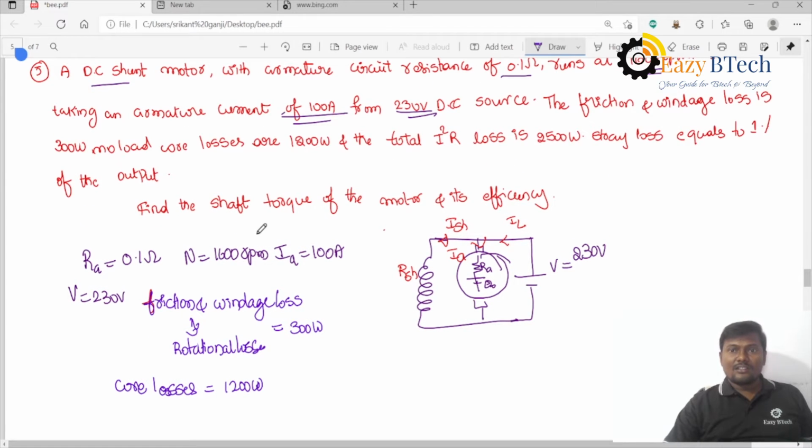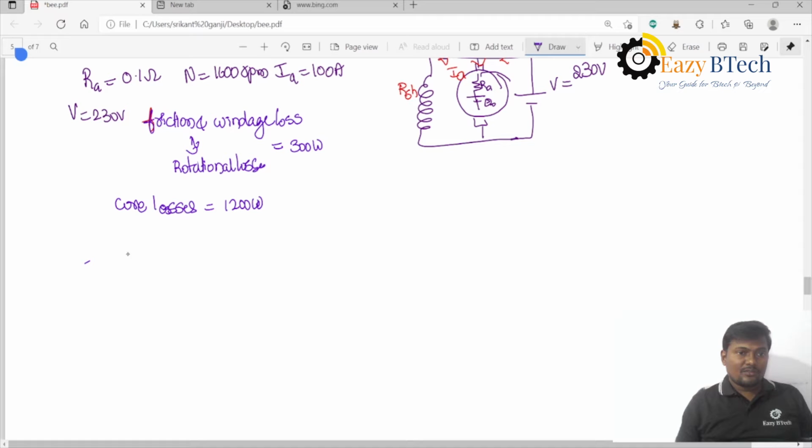The total I square R loss is 2500 watts. The no load core losses is 1200 watts.